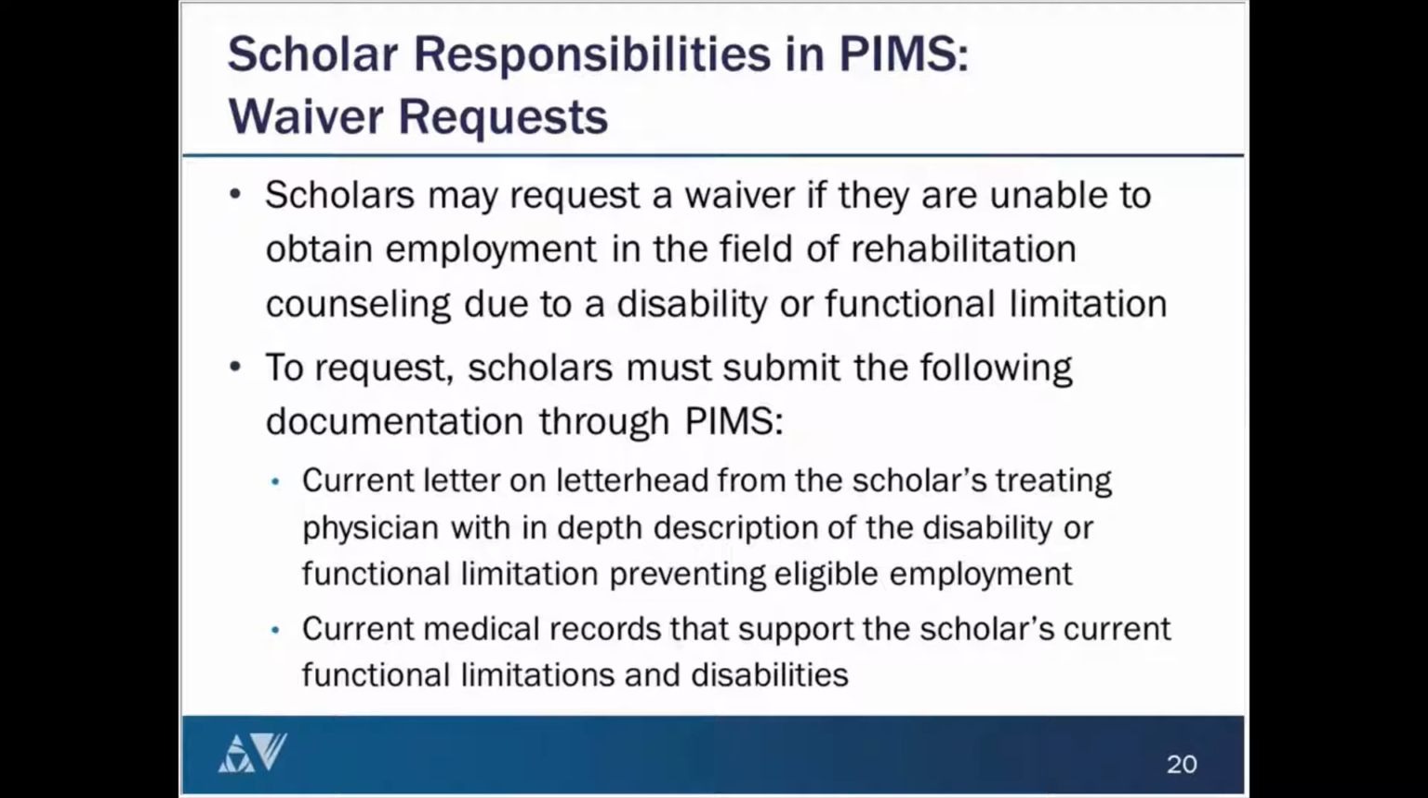As we mentioned previously, scholars will be able to submit waiver requests if they're unable to obtain employment, either due to a disability or some sort of functional limitation. To request a waiver within the system, they would submit documentation into PIMS, one being a letter on letterhead from their physician, if it's a medical or disability waiver. So they would submit a letter with a description of the disability or functional limitation preventing them from eligible employment, as well as medical records that may support their current functional limitations and disabilities.